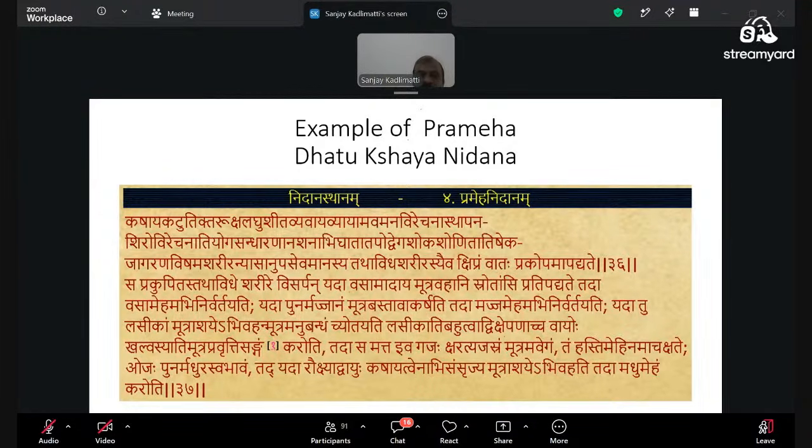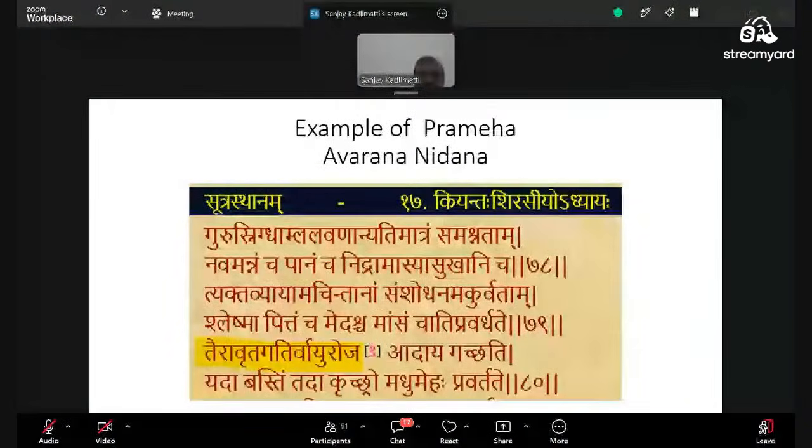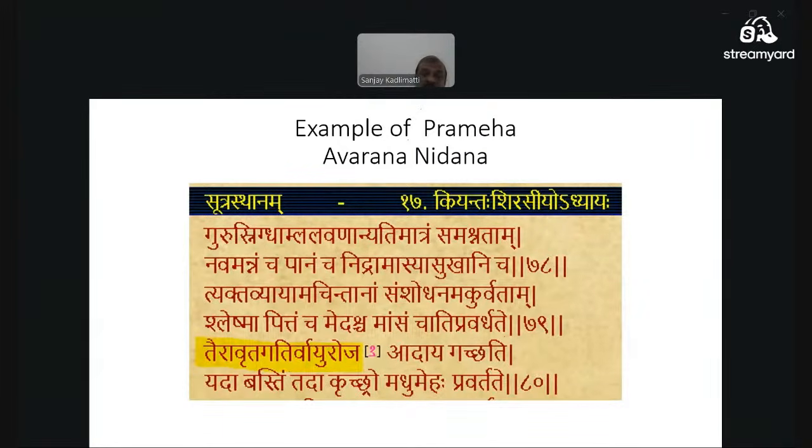Whereas look into this Samprapti, in the chapter Kiyanta Shirasiya Adhyaya, Sutra Sthana 17. Look at the Nidanas: Guru, Snigdha, Amla, Lavana atimatram samashnatam. Exactly opposite. All are Santarpanajanya Hetus. Navamannam, navam chapanam, nidra, mamsa, sukani cha. There it was Vyayama and Vyavaya. Here there is no Vyayama. Achintana, not doing Chinta. No Shodhana.